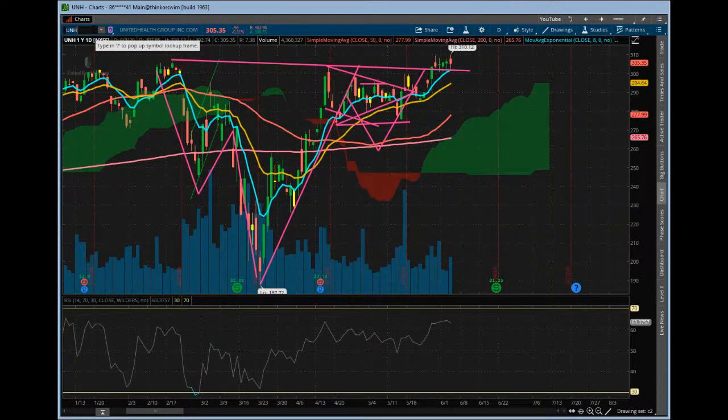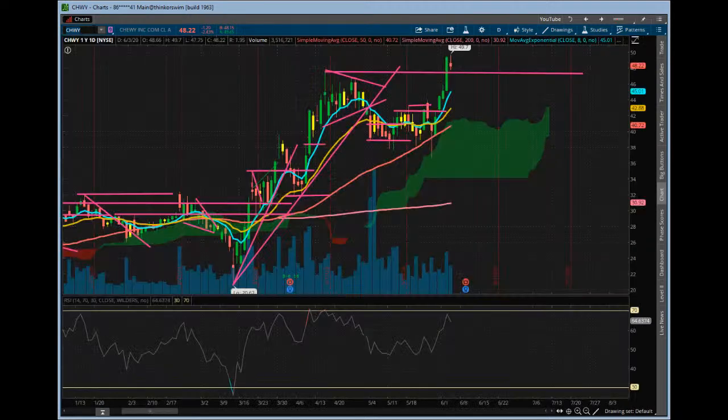Pizza time. UNH, again, fresh all-time high, not the most beautiful way of doing it, but a little bit of a crazy red spinning top candle right there. But it is holding the ADMA still, and bullish if it's at all-time highs, right? Chewy, a little bit of a pause day, right? Earnings this week, so we're going to be checking on that one.